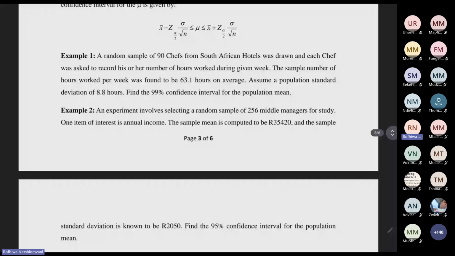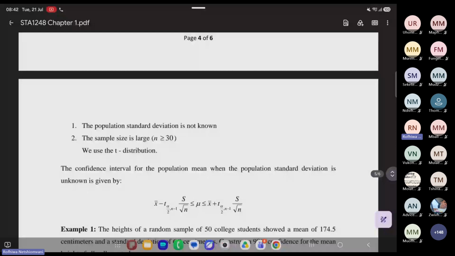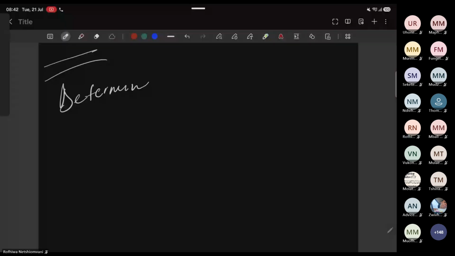And then we have the last part. We're still at 8 minutes, so we can do the next part. Now we have what we call, using the same formula, determining the sample size. Sample size, we know that's n.